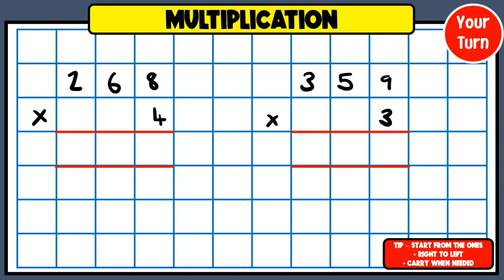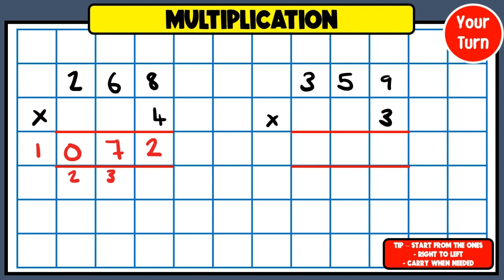4 times 8 is 32, so I'll put my 1s underneath there, and my 10s, the 3 goes underneath. Then we've got 4 times 6, 24. 24 add 3 is 27, so I'll put the 7 there, and the 2 into the next column. And then 4 times 2 is 8. Don't forget to add the 2, that becomes 10. So my answer is 1072.